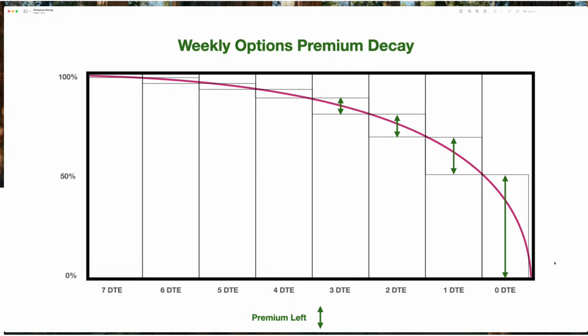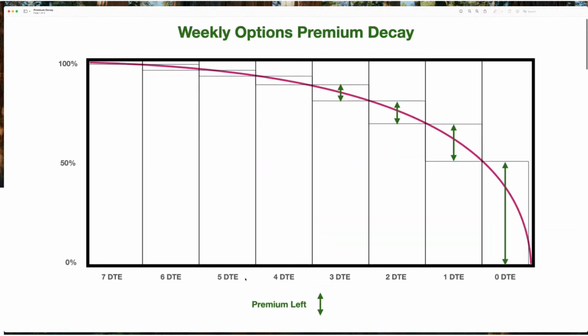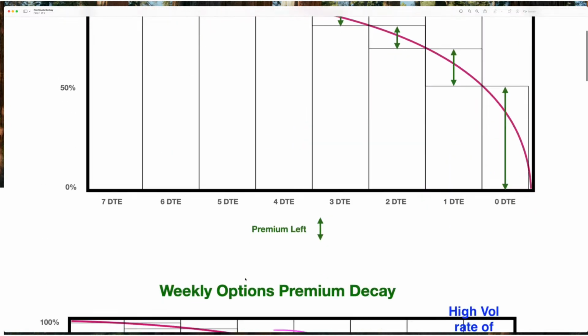Now, this is a very normalized average view of what premium decay looks like. It's all over the place in reality, but when you average them all out, that's what it looks like. Now, how does that help us? Well, let's take a look at what can affect premium decay.